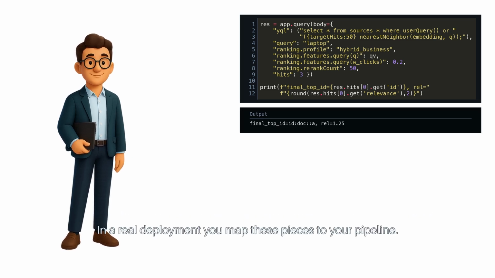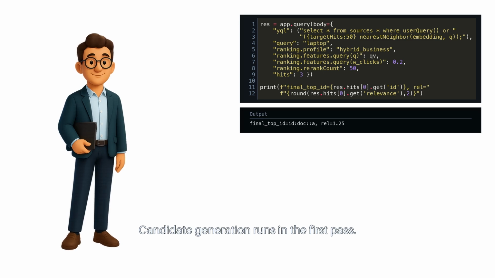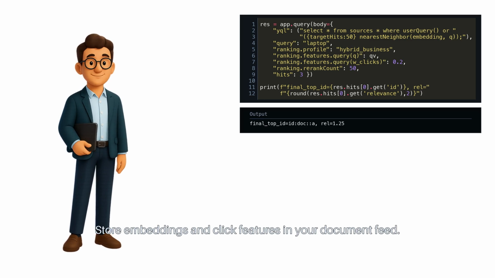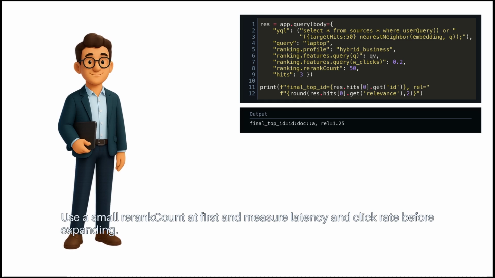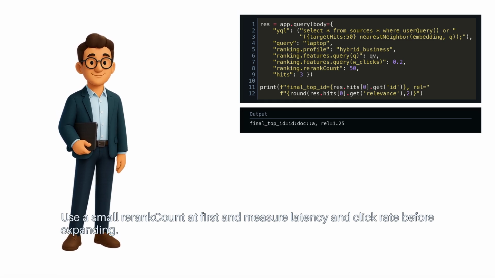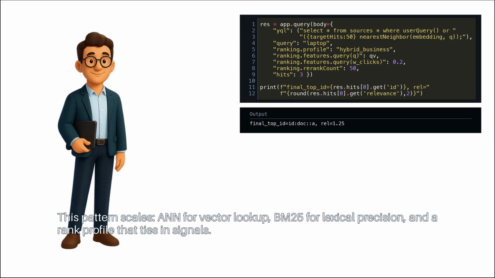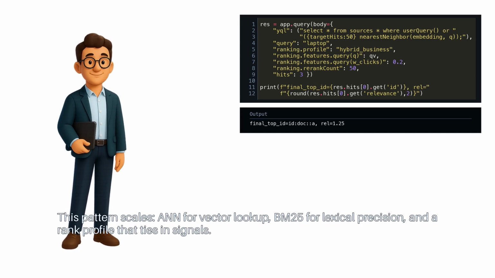In a real deployment, you map these pieces to your pipeline. Candidate generation runs in the first pass. Store embeddings and click features in your document feed. Use a small re-rank count at first and measure latency and click rate before expanding. This pattern scales. ANN for vector lookup, BM25 for lexical precision, and a rank profile that ties in signals.